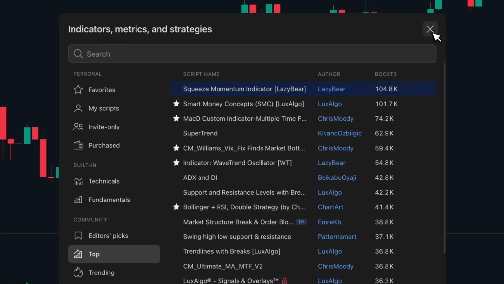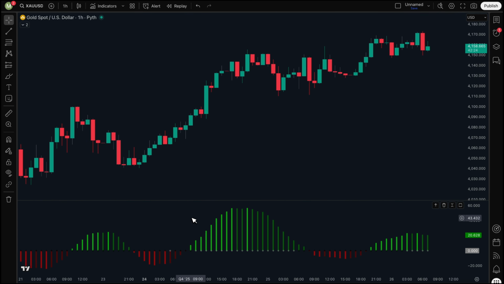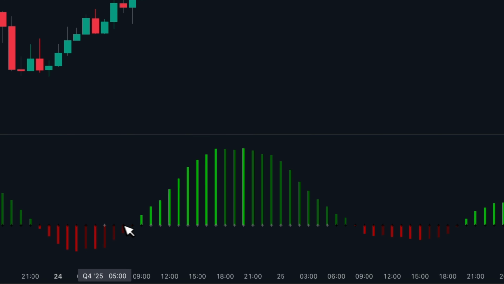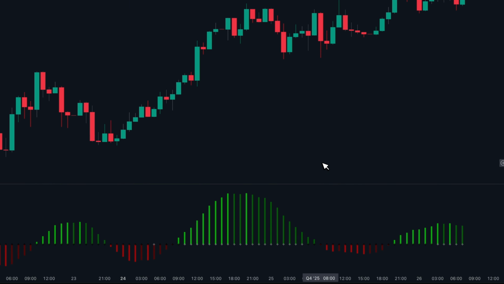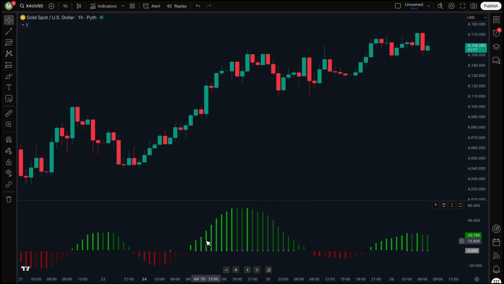Now, if you're using a black or dark background like I am, you'll notice a problem straight away. These squeeze dots are in black, and on a dark chart, you can't see them clearly. Some of the other dots are gray, which also blend into the background. If you leave it like this, you'll literally miss the most powerful part of this indicator. So let's fix the colors.